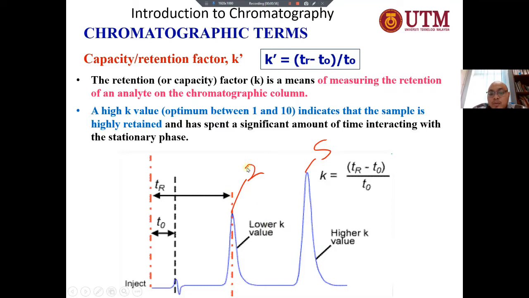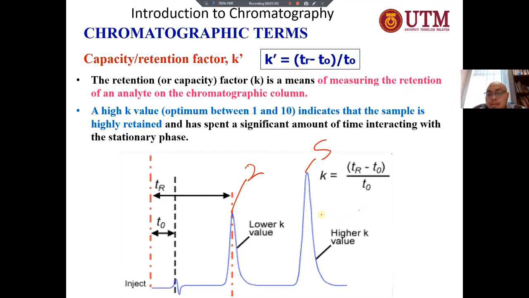For example, the K value of the first peak here is 2 and the second is 5. So the second analyte actually interacts much more strongly with the stationary phase. In chromatography, we try to keep the K value between 1 and 10. If the K value exceeds 10, it means that the analyte has spent too much time interacting with the stationary phase. If that happens, we will encounter some peak broadening.